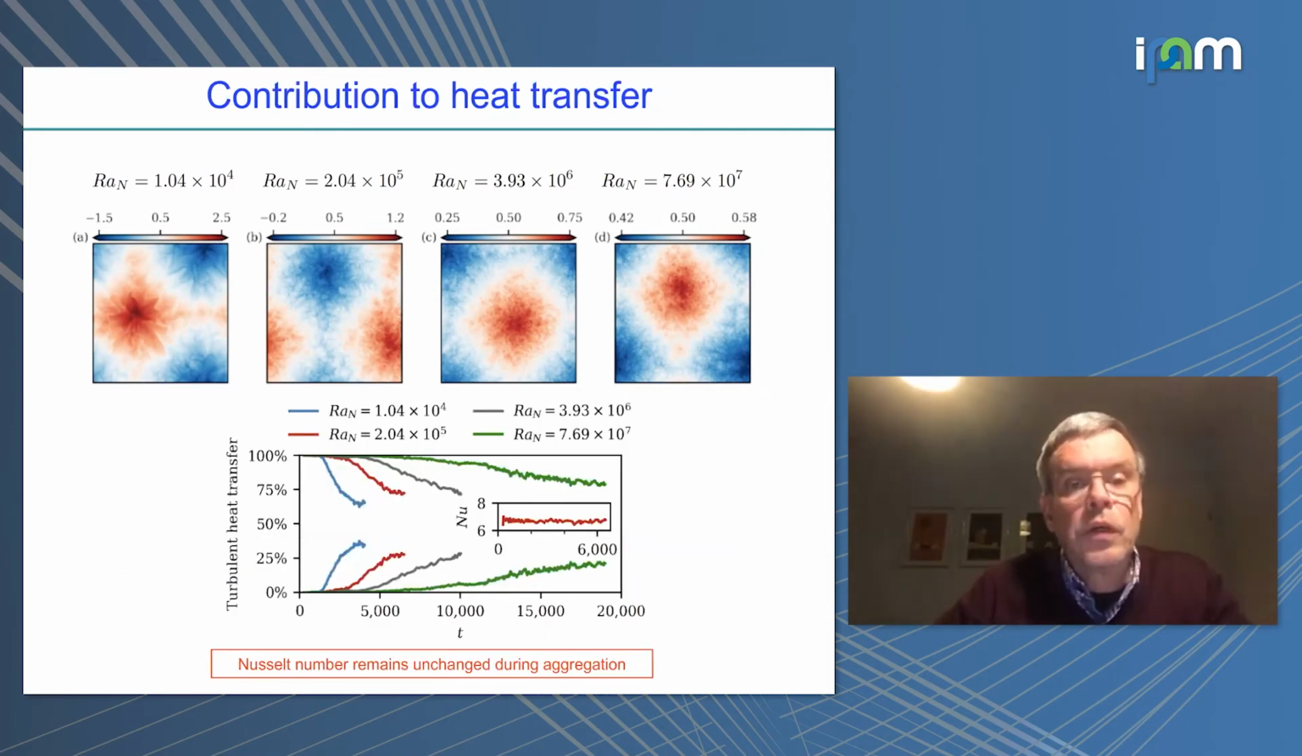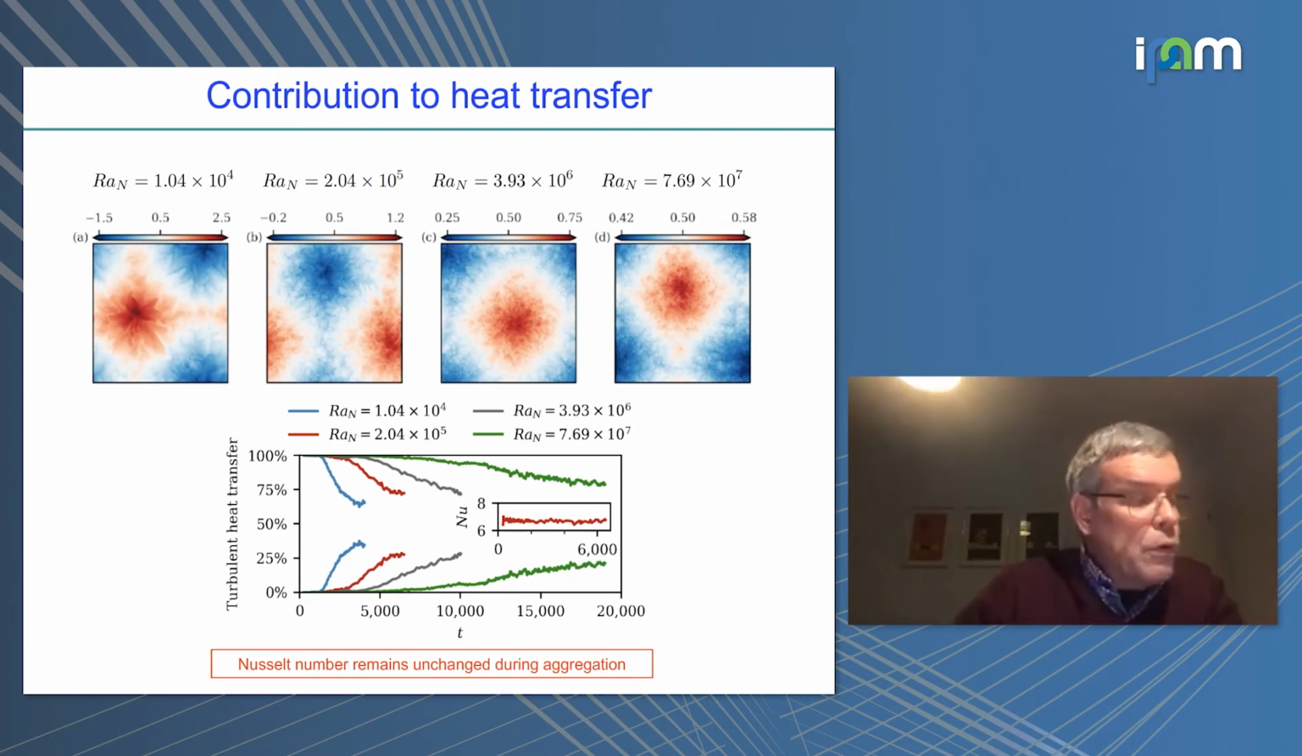Okay, you can also analyze the turbulent heat transfer. What we have done is we have applied a filter in the Fourier space, and then we are looking at the transport due to this large and growing structure and to the remaining part. And you see that the share of this big structure is steadily increasing here at the cost of the remaining part, but the global Nusselt number remains more or less unchanged in time. So the time average does not vary over these long simulations.